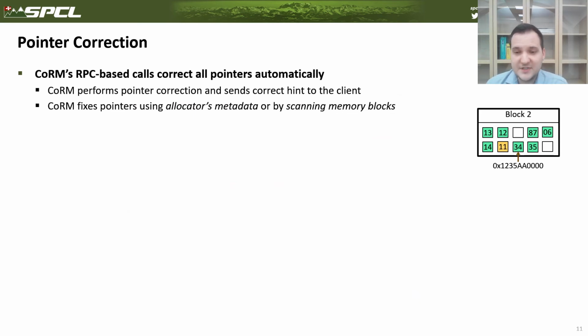CoRM supports different strategies for fixing these lost pointers, and overall we call this process pointer correction. First, I'd like to talk about RPC calls. So all RPC calls implicitly fix this hint, so they fix the pointers implicitly. The client doesn't need to ask this.